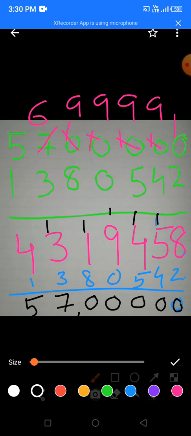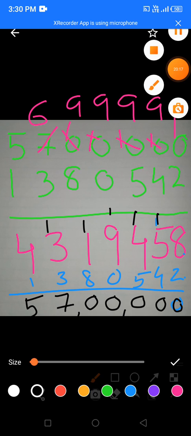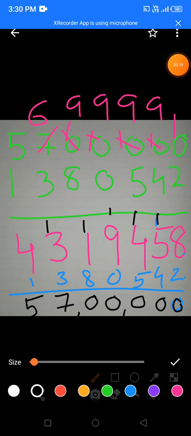So did you get 57 lakhs? Yes, we got 57 lakhs. That means our answer is correct. Okay, children. I hope this is clear to you. If you want, I will repeat it again.